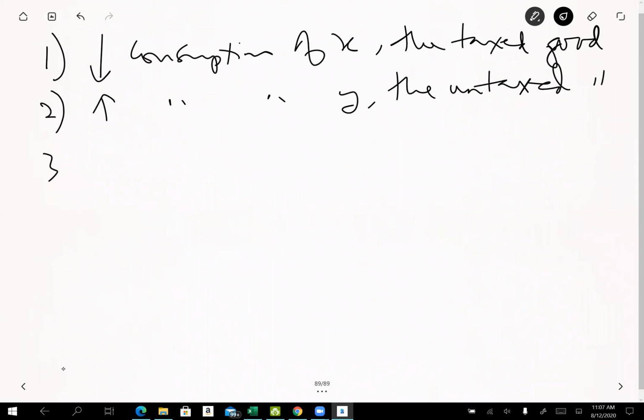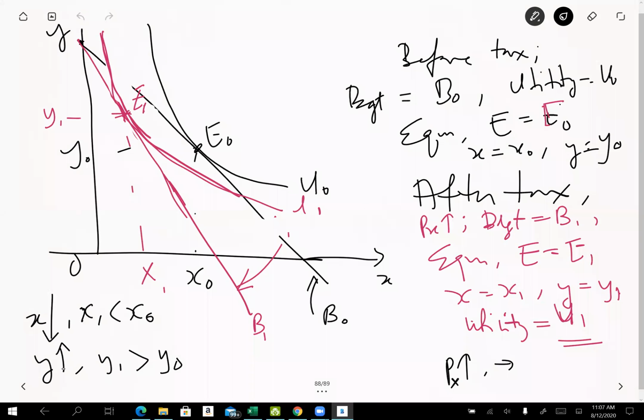And then what is number three? The equilibrium moves from E0 to E1. Of course, that one we know already. The utility curve shifted inwards to the left. The utility or our satisfaction level now also changes. All right. So if you look at the utility, you compare U1 and U0, what can you say? You are worse off.